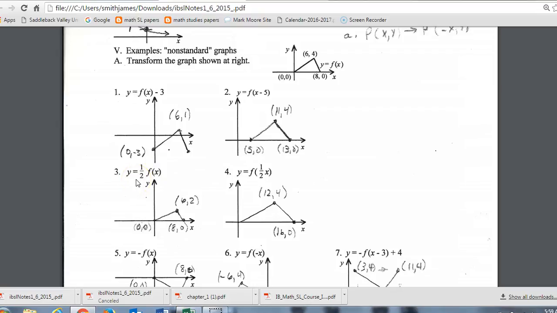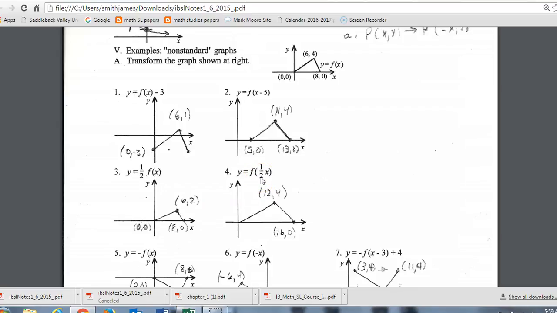Right here we have a scale factor. This is not attached to x, so I would apply this to only my y coordinates. If you take all the original y coordinates and multiply them by a half, you get the new image that you see here. Notice the x's did not change, it was only the y coordinates.